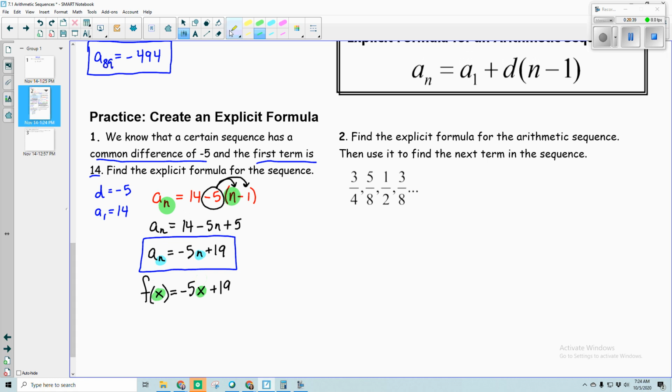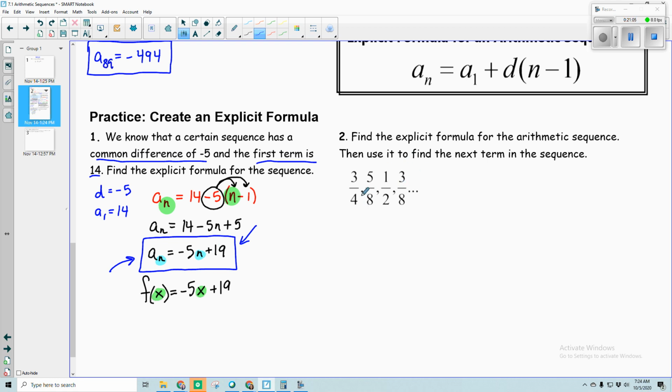All right. One other problem we'll do here is we'll find the explicit formula for the arithmetic sequence, and then use it to find the next term in the sequence. Because I just showed you how to find an explicit formula, I'm going to have you take a second, pause the video, and see if you can come up with your own explicit formula for this problem.